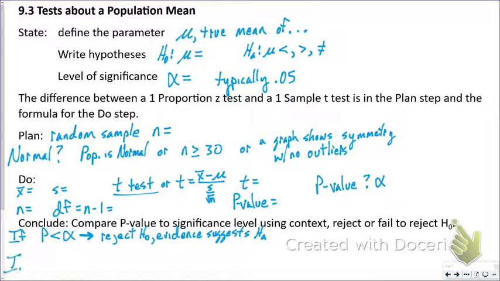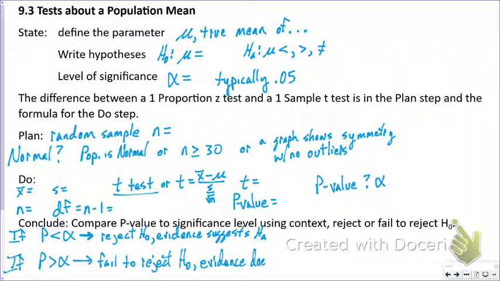If P is large, we will fail to reject H0. Evidence does not suggest HA. And that's it.